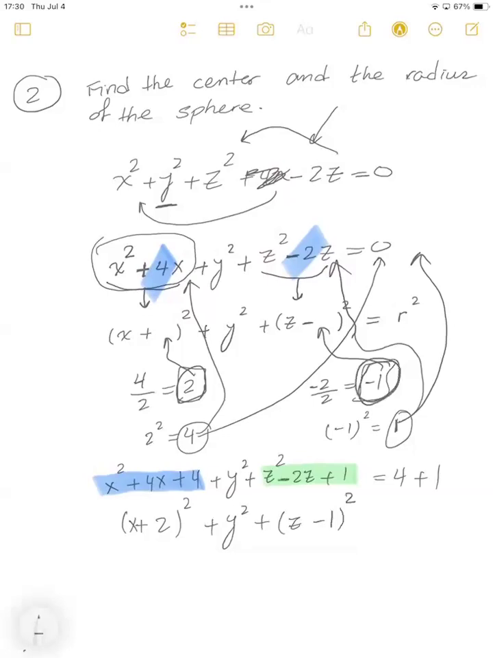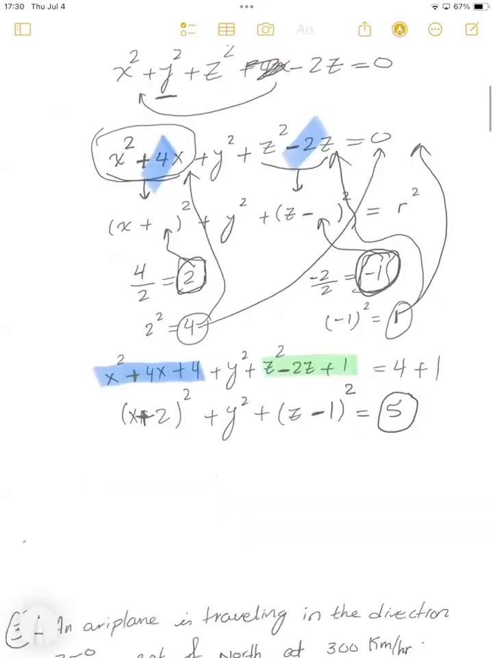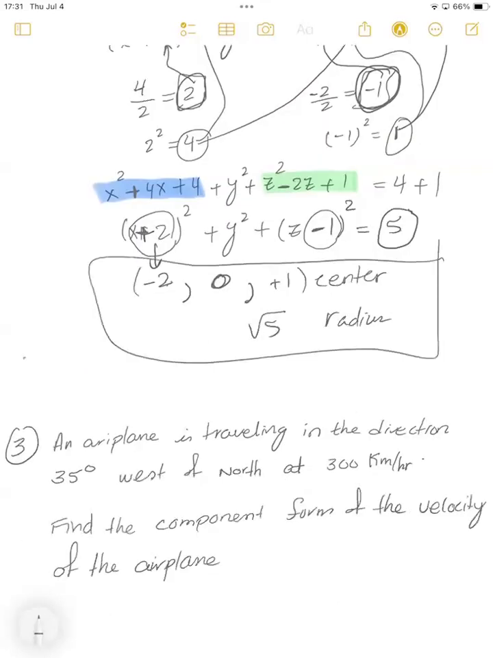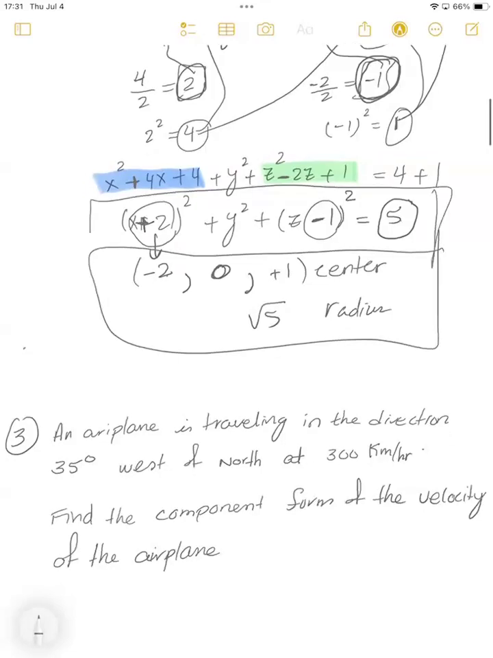So if this is negative, this will be negative. If this is positive here, this term will be positive. And then I have 4 plus 1 is 5. So this is my r squared, and then the center is going to be negative 2, because this is a positive 2. No shifting on the y-axis, so that's going to be 0. And here you have a negative 1, you write it as positive 1, and that is the center of the sphere. And the radius of the sphere is going to be square root of 5. And that is called the standard form of the sphere.